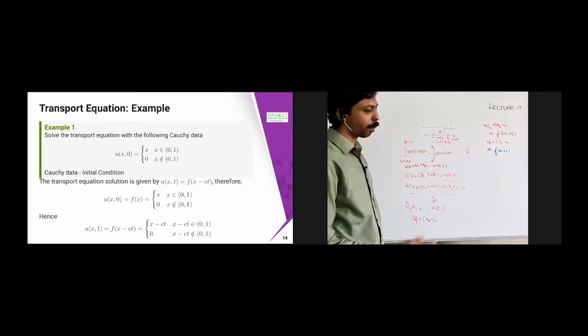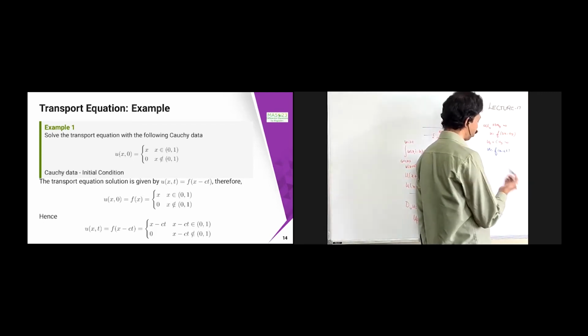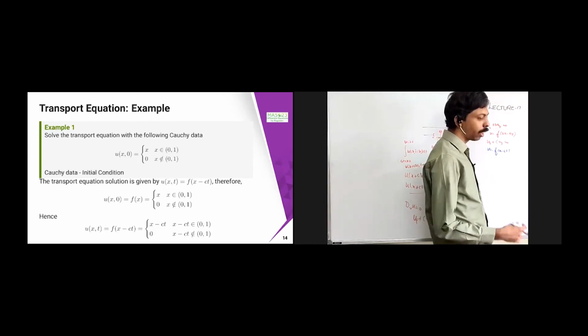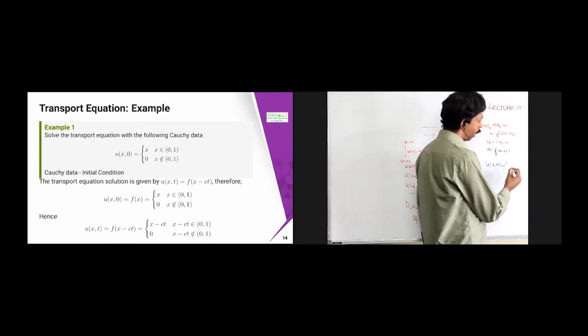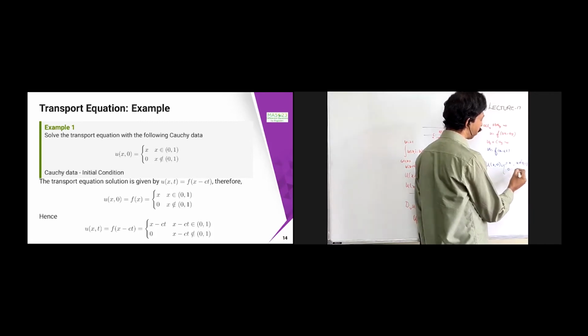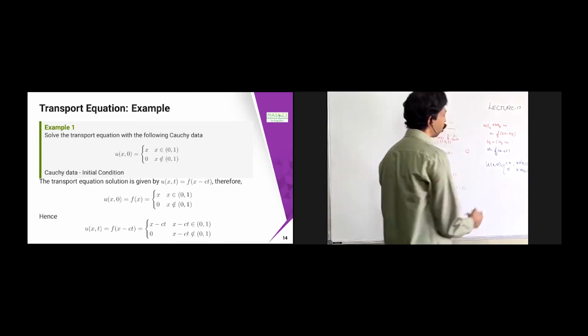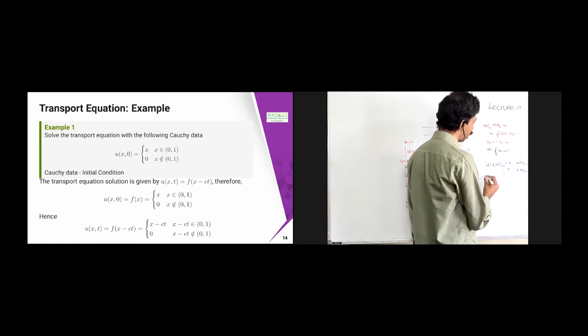Suppose some Cauchy condition is given, meaning the initial condition is given. The Cauchy data is called the initial condition. For example, for this problem, they give the Cauchy data, meaning the initial condition is given like this: x if x belongs to (0, 1), and 0 if x does not belong to (0, 1). So in that case, you can formulate this one. u of x comma 0 is going to become f of x.